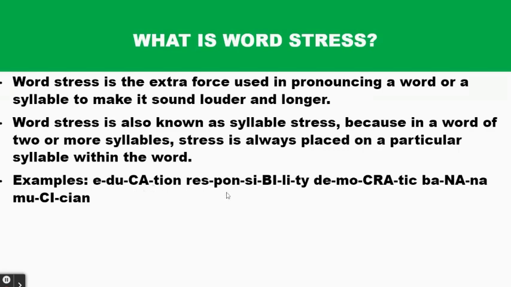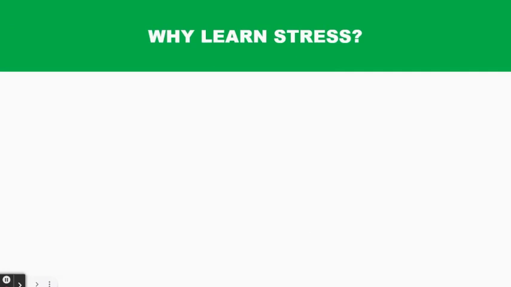Education. Responsibility. Democratic. Banana. Musician. You see, so stress is placed always on one particular syllable within a word. So that gives you insight into what stress is all about.